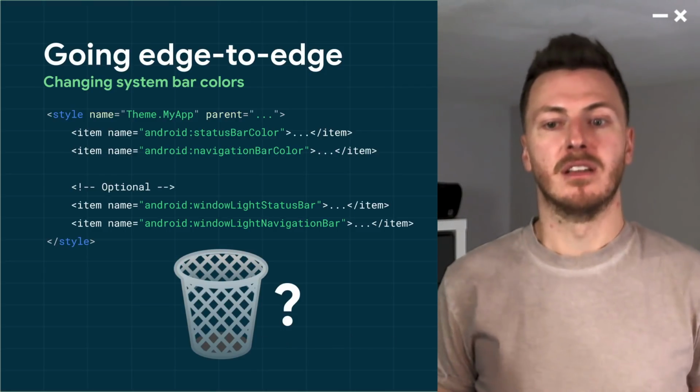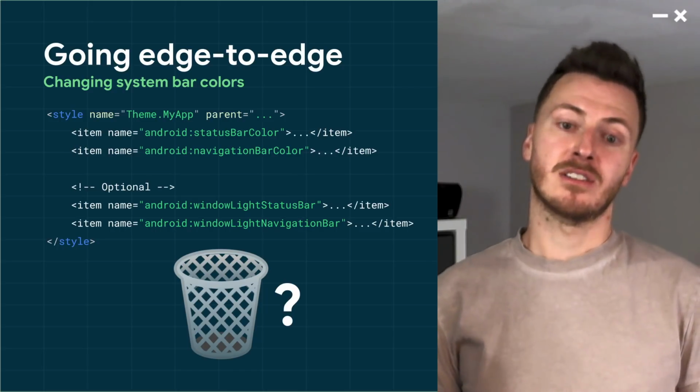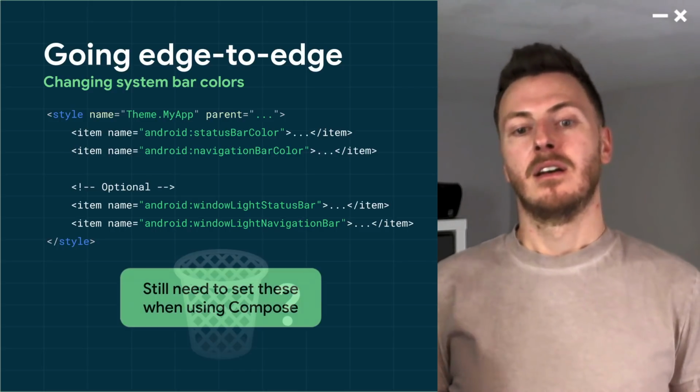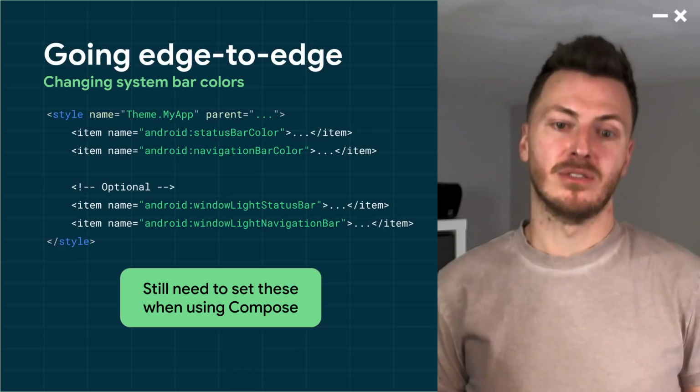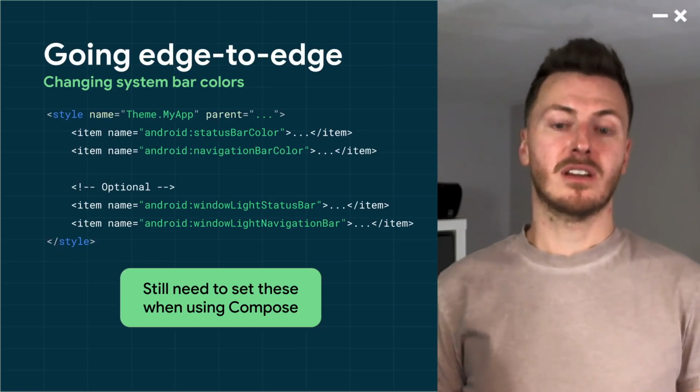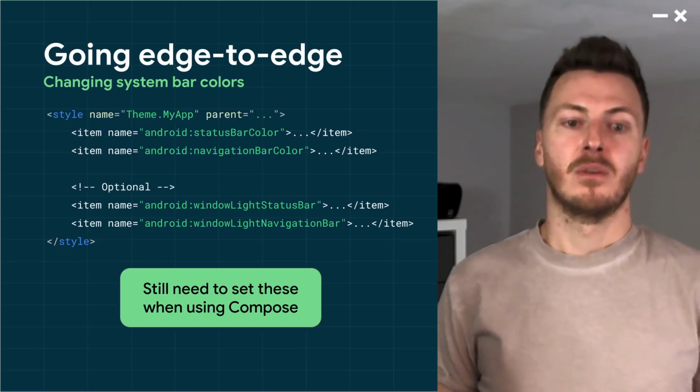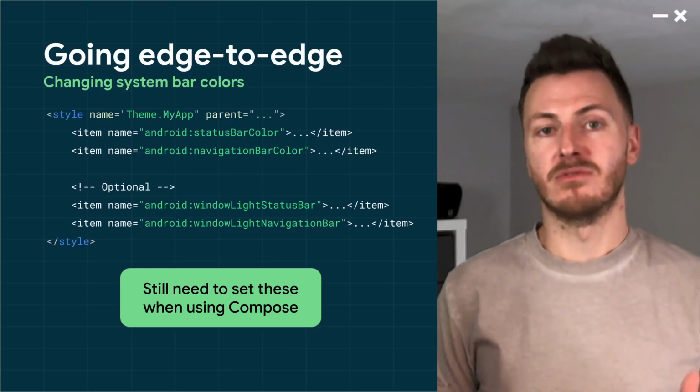One thing you might be thinking though is that you can now remove the relevant attributes from your view theme. Unfortunately, you still need to set these in your theme, as they're used for the initial decoration of your activity, which happens before any of your composables are actually run.